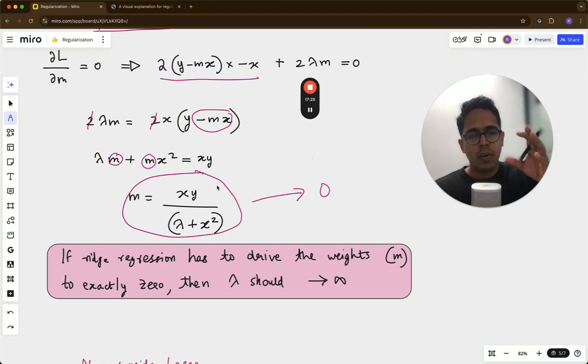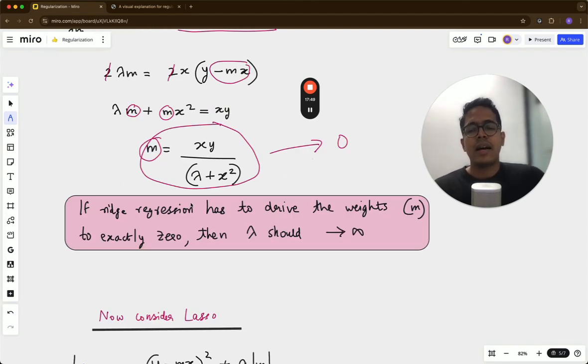So what this shows is that unless lambda tends to infinity, the model weight or model parameter m will not become exactly 0. It can become approximately 0. If lambda is very, very big, then m can become very, very small. That is what this equation is showing, but not exactly 0. m will not become exactly 0.